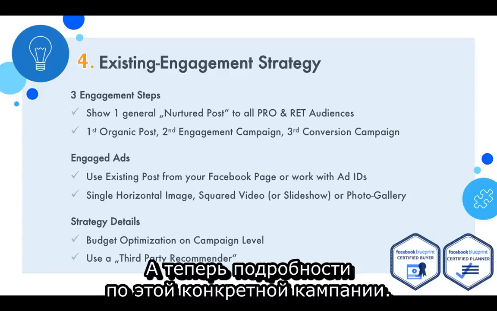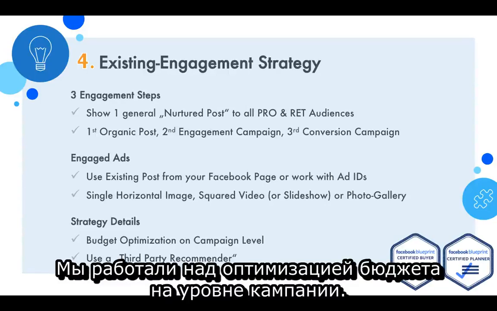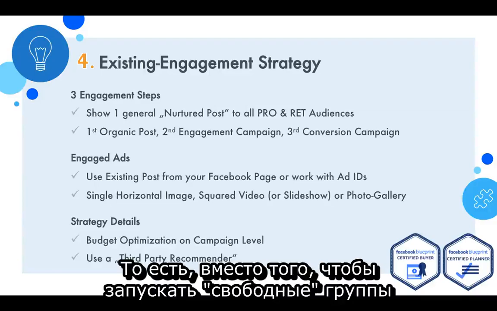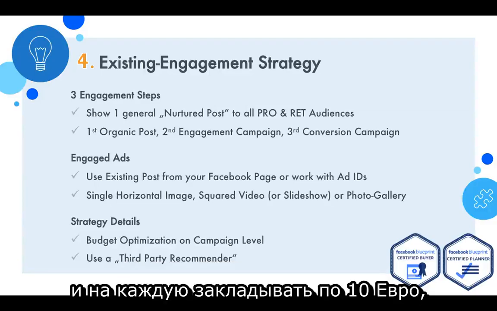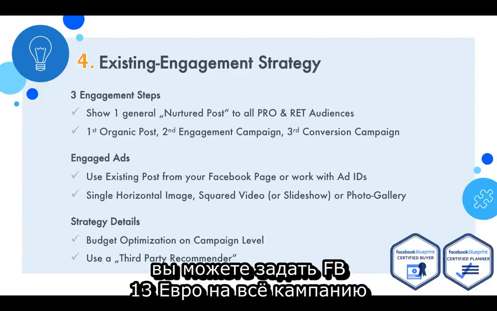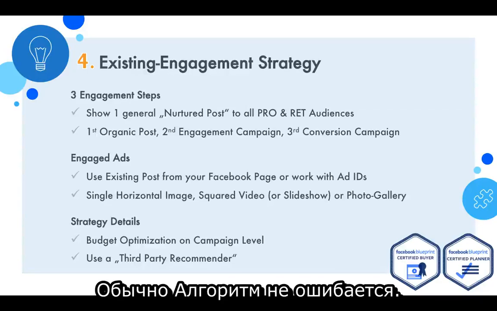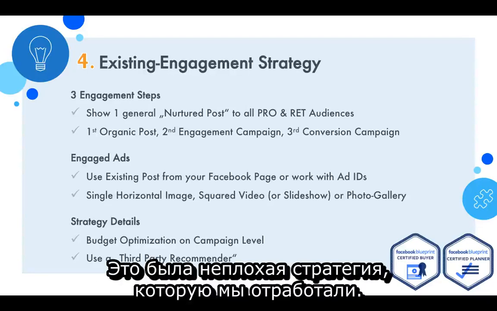And some further details for this specific campaign that we used, well, we played around with budget optimization on campaign level. So this allows Facebook actually to reallocate the budget between each ad set. So instead of just having 3 ad sets, each of them has 10 euros, instead of that, you give Facebook 30 euros on campaign level, and it then allocates the 30 euros according to what the algorithm thinks is the best. And usually the algorithm is pretty right. So this was a good strategy that we applied here.